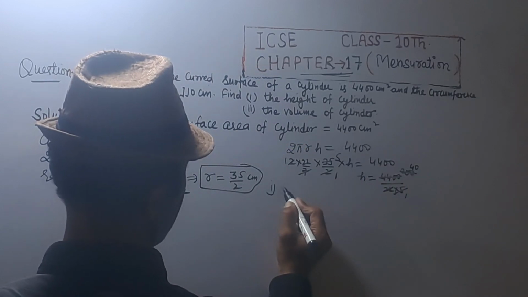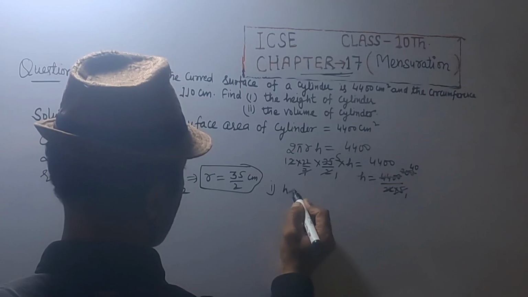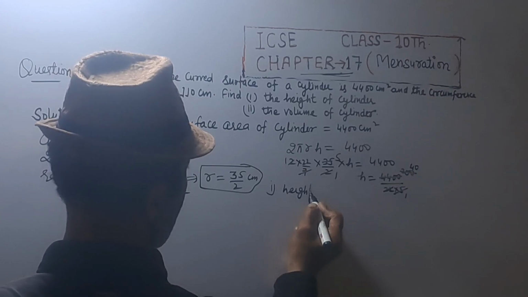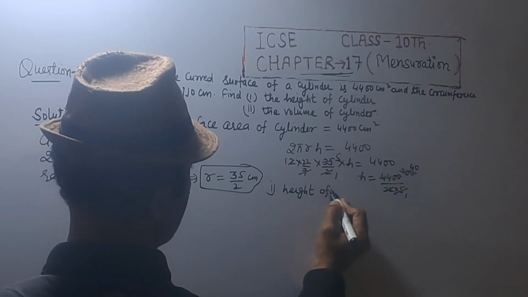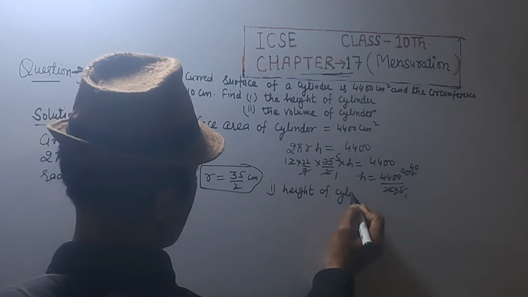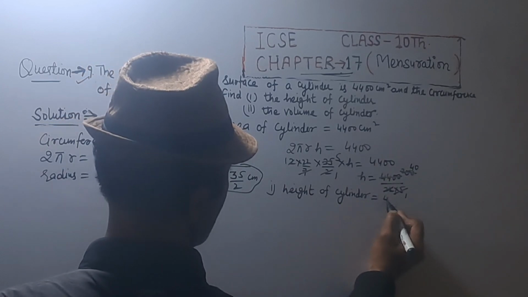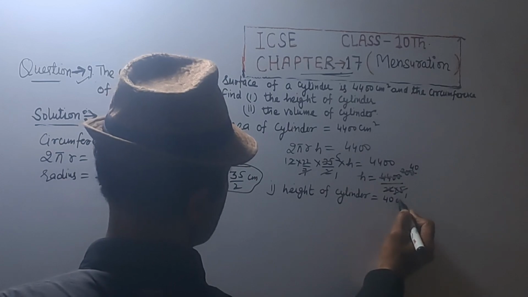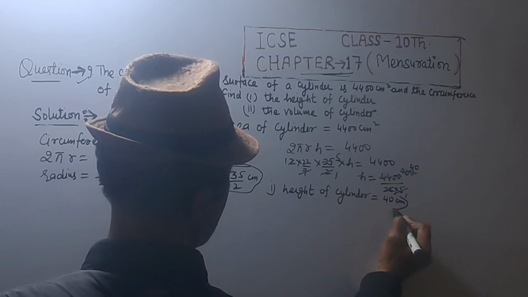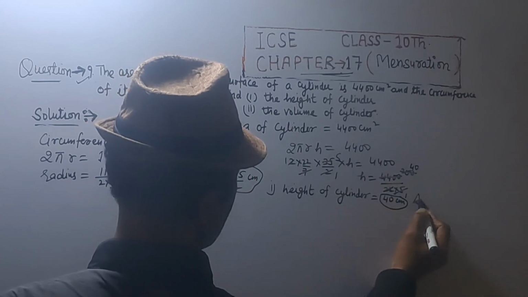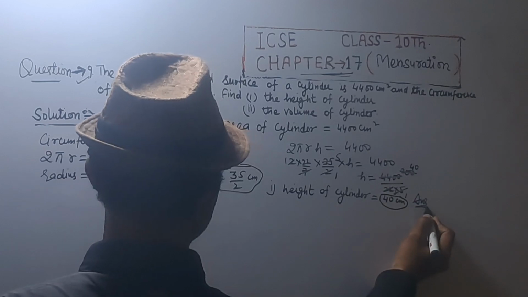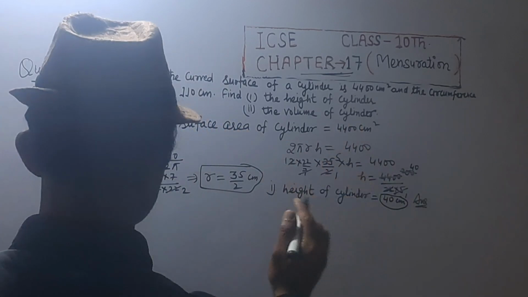First part, height of cylinder equal to 40 centimeter. Answer. And volume of cylinder.